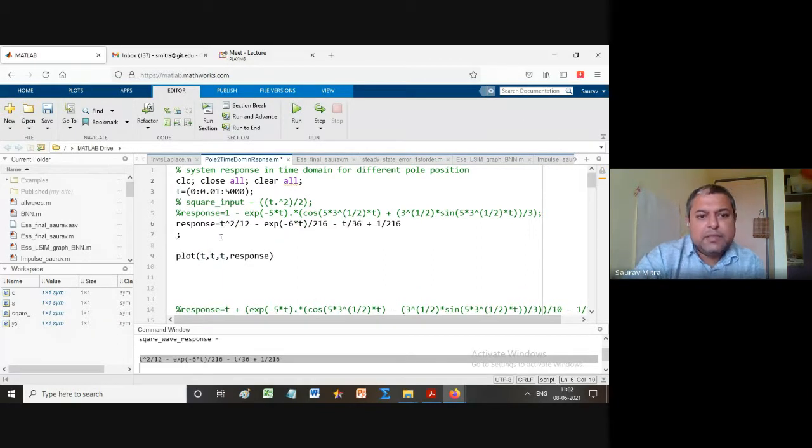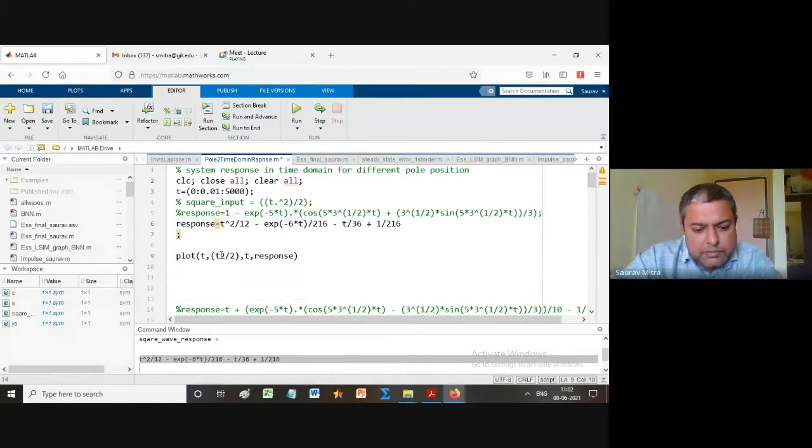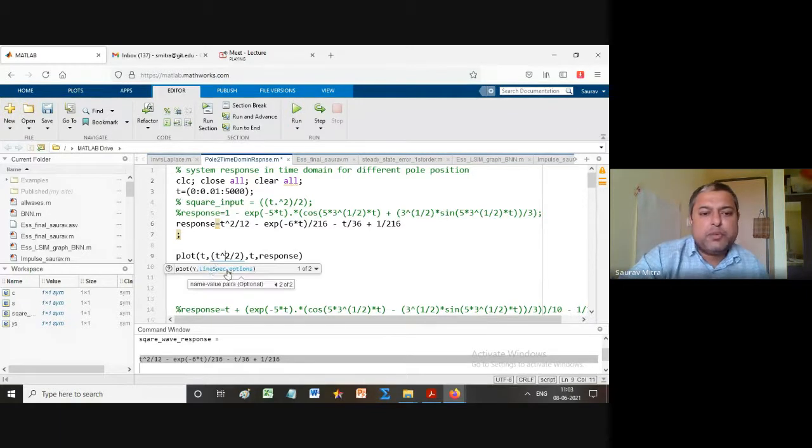Plug it here. Now this is t square by 2, t square by 2. So this is what you do. These are the two graphs you have to plot. The first plot is between the input, so t and t square by 2. This is nothing but the input with respect to x, the blue graph. This we are going to generate.